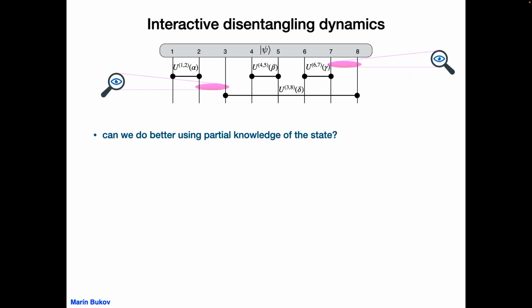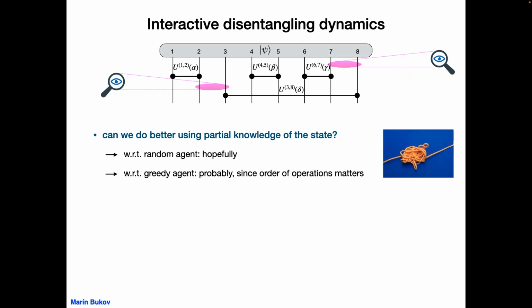Okay, so why would I think that you can do better by doing this? Let me just give you 2 examples. So, okay, can you do better than the random agent using information? Well, you'd better be able to, otherwise the problem is not interesting. But the other question is, can you do better than the greedy agent? And here, I just want to motivate why a smart agent could be better than a greedy agent to disentangle states by just looking at this picture.